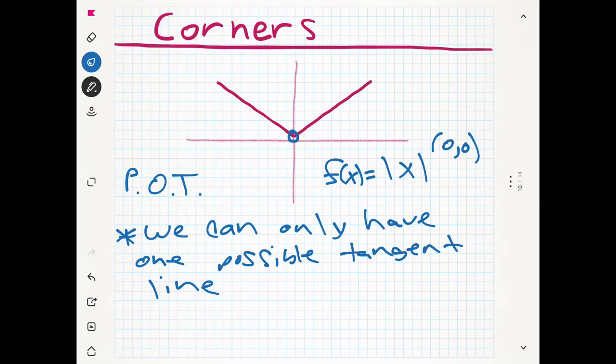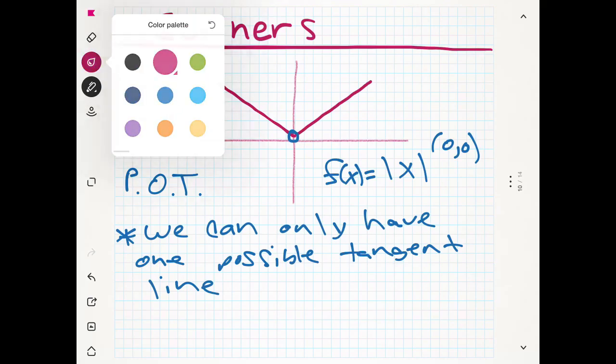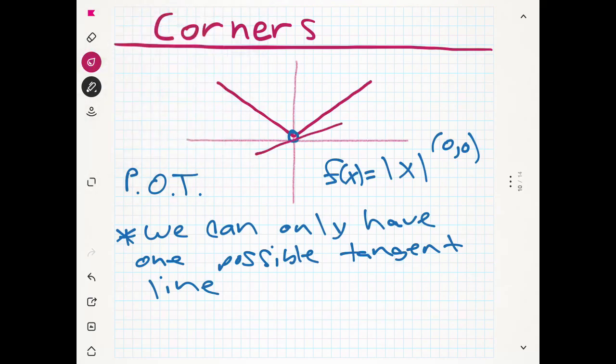So the problem with corners is that we can actually draw multiple tangent lines, and that is not allowed. For example, I can do this, I can do this, I can do this. So there's multiple options. There can be multiple tangent lines for that corner, and since we can have multiple tangent lines, this is not differentiable. There is no derivative for this. There is no way at that specific point to find the derivative for x equals 0.